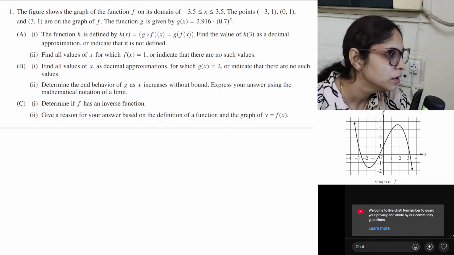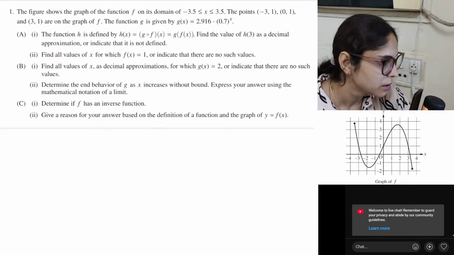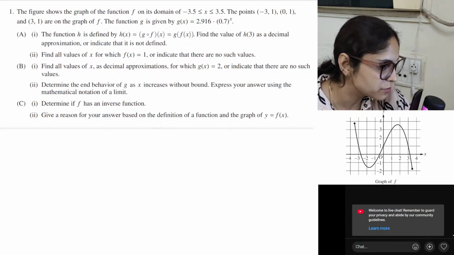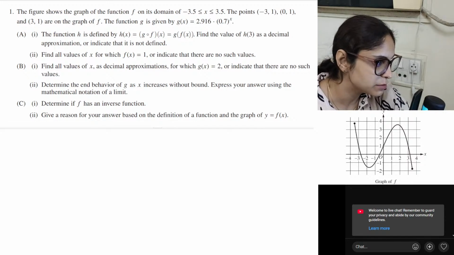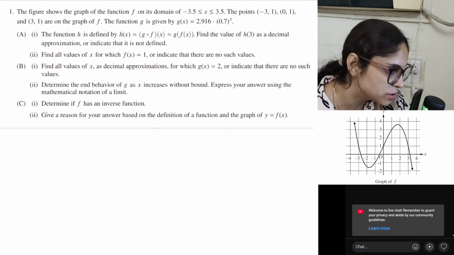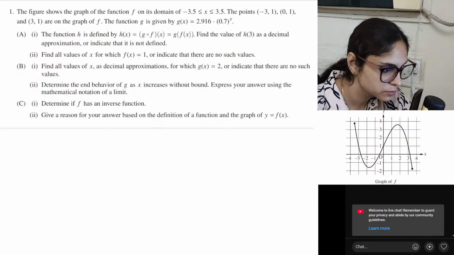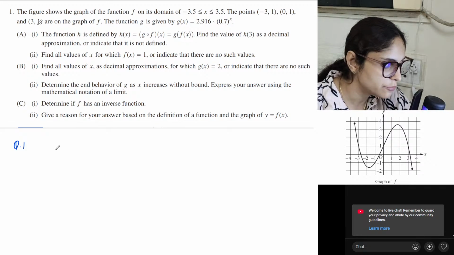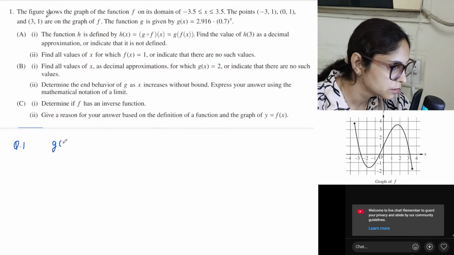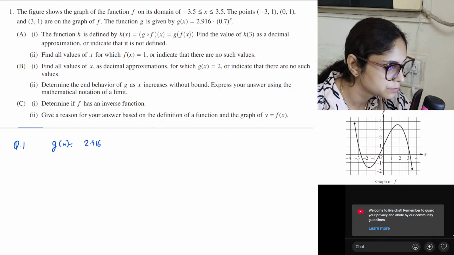Now in part A, the function h is defined by h(x) = g(f(x)). It's a composite function. We have to find the value of h(3) as a decimal approximation or indicate that it is not defined. For f(x), the values are given. g(x) is given as 2.916 times 0.7 to the power x.